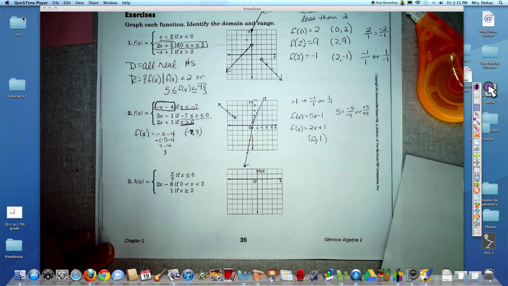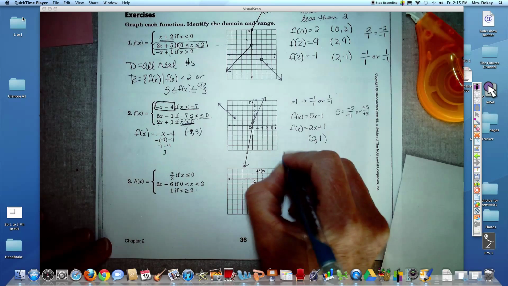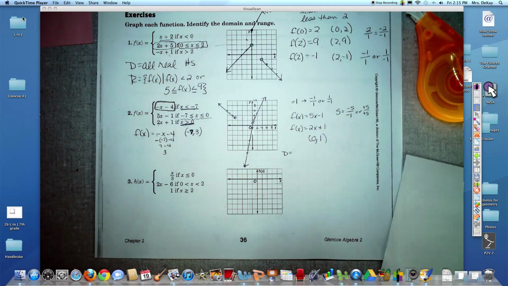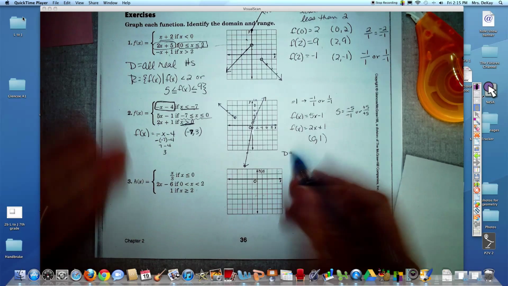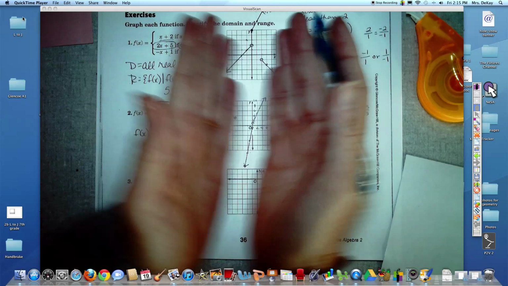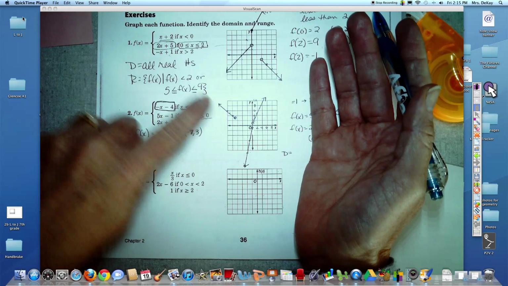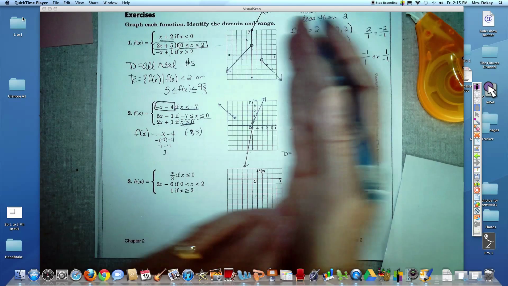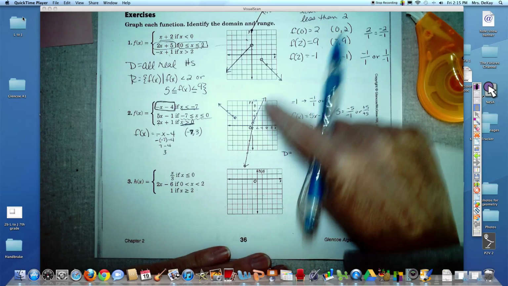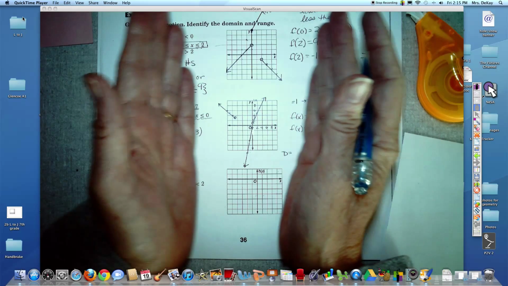And the last thing we have to do for number 2 is find our domain. Another way you can find domain, if you don't like looking at a graph, we'll see if anybody gets this. For the domain on the graph, can it go wide to the left? Yes, because of that, right? And does the graph go wide to the right? Yes, because of that. And does it have any gaps in the middle?